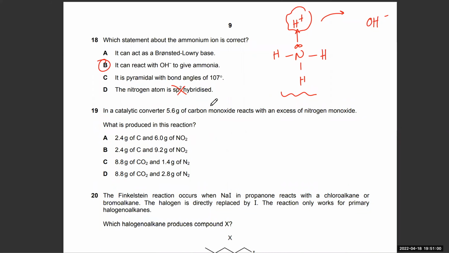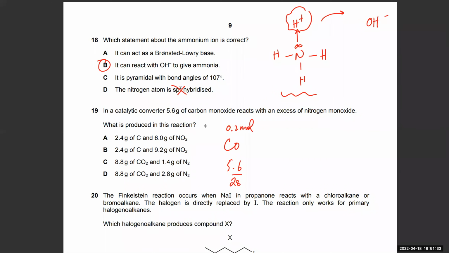In a catalytic converter, 5.6 grams of carbon monoxide reacts with excess of nitrogen monoxide. What is produced in this reaction? So carbon monoxide, 5.6 grams. How many moles is that? We're going to try and figure out the ratio first. Can somebody calculate quickly? 5.6 divided by 12 plus 16, that's 28. How many moles is this? 0.2. As I said, 0.2 moles.